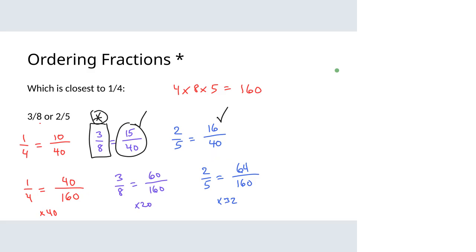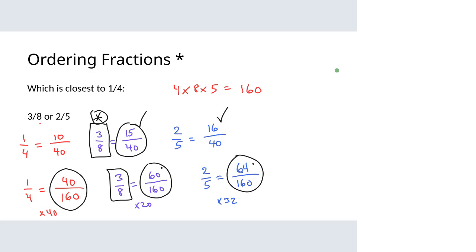Now it's a question of which of those two fractions I just worked on is closest to 40 over 160. Well, 60 over 160, 64 over 160. This one is too big. This one is the one that's closer to 40 over 160. So again, and we better get the same answer, 3/8 is closer to 1/4 than 2/5 is.